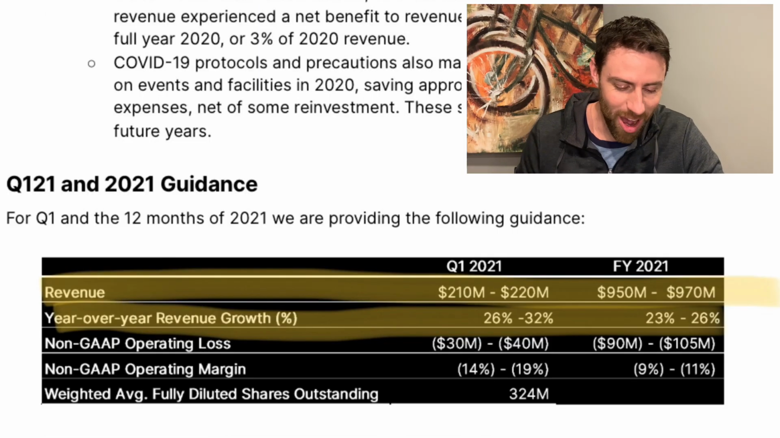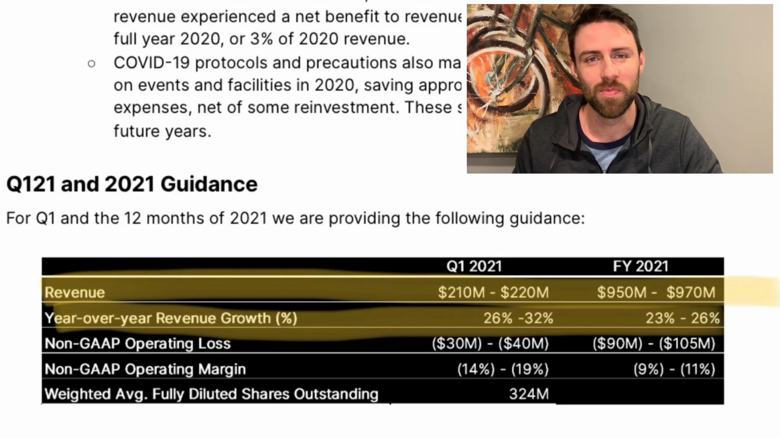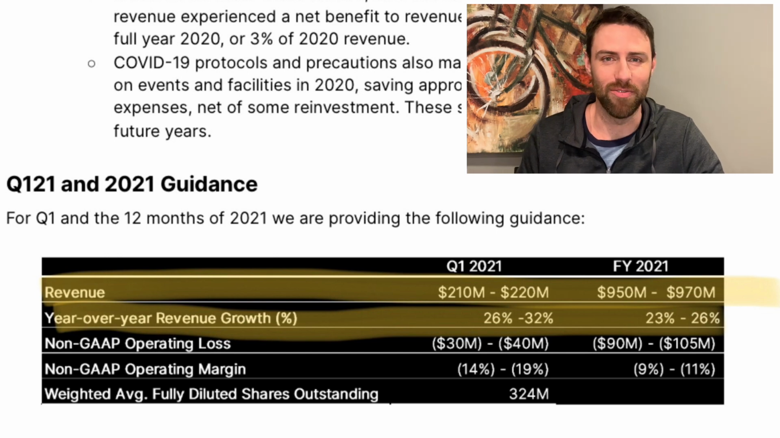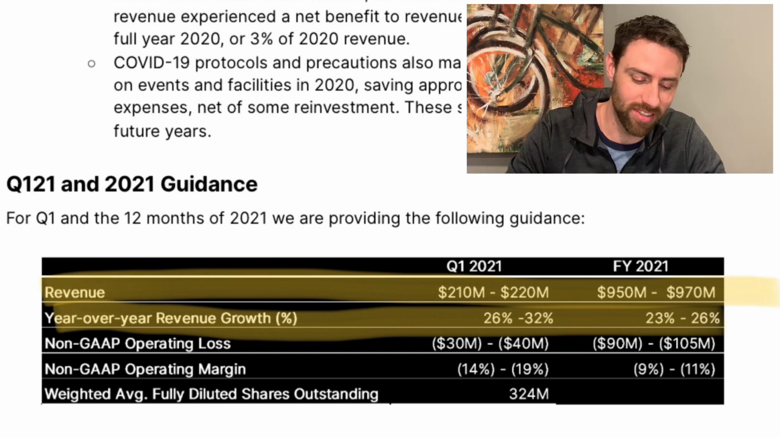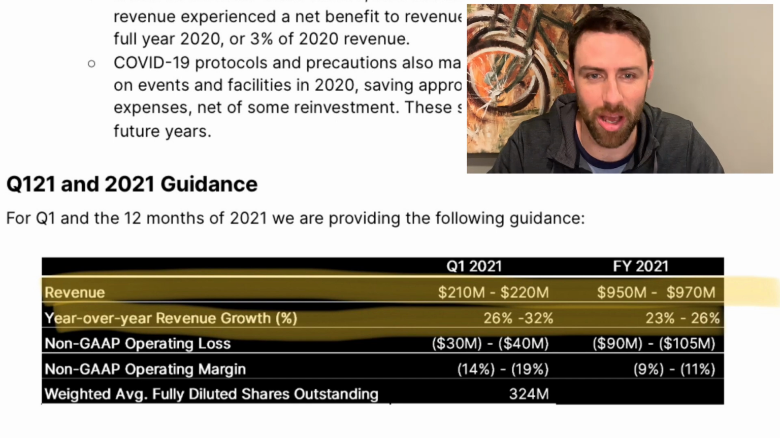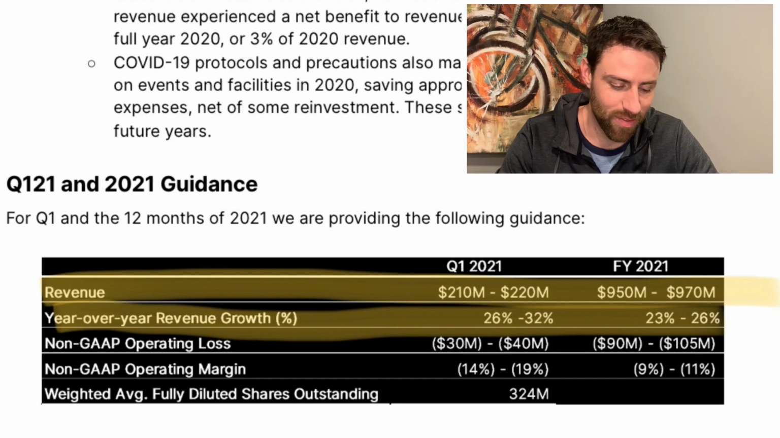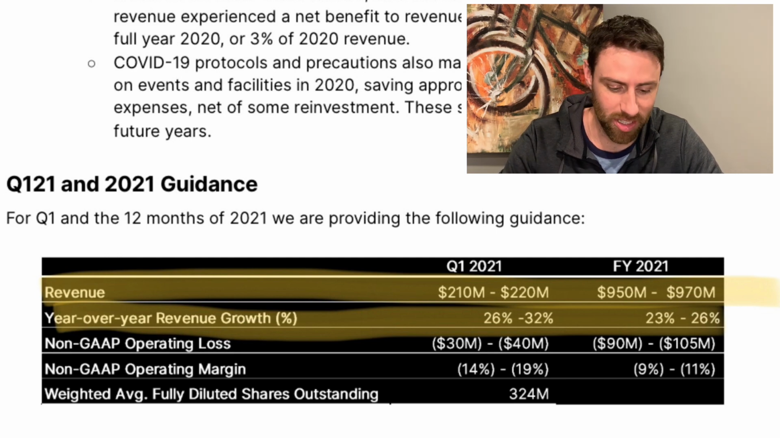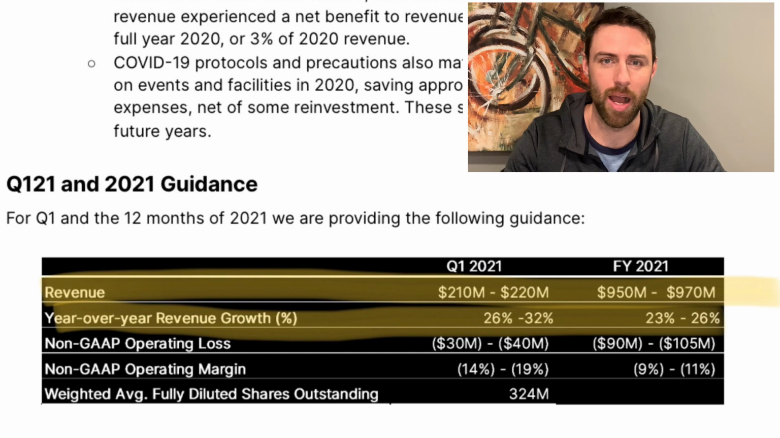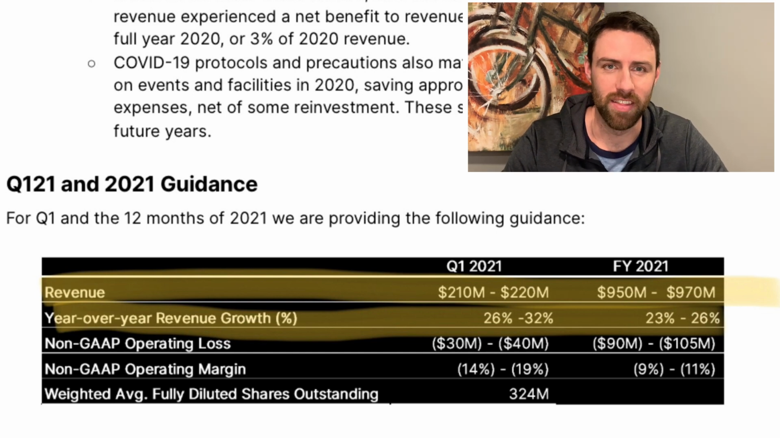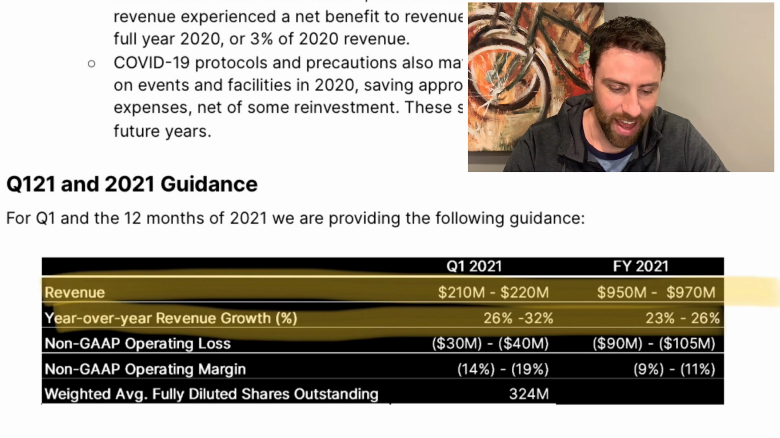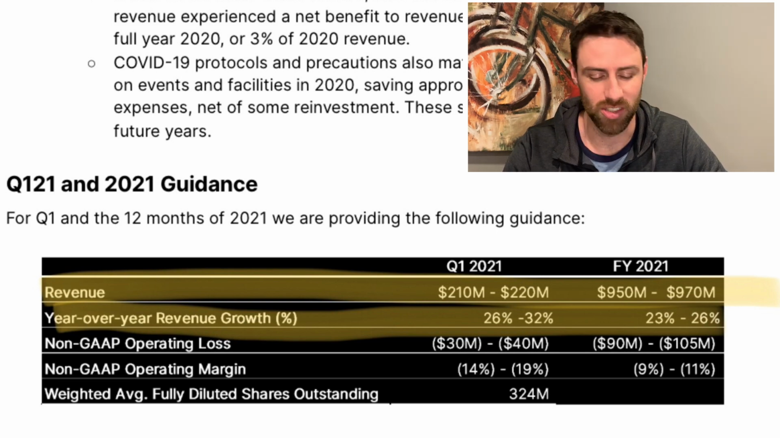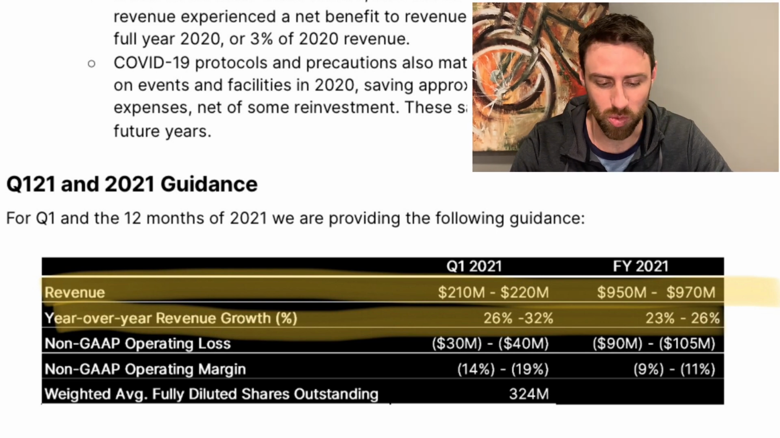I also can't help but provide a little more color on the guidance they gave, because I think this is ultimately what caused the sell-off. And I talked about it a fair amount in my last video, but they reported year-over-year revenue growth of over 40%. They beat analyst expectations. Losses were a much narrower margin than analysts had expected.